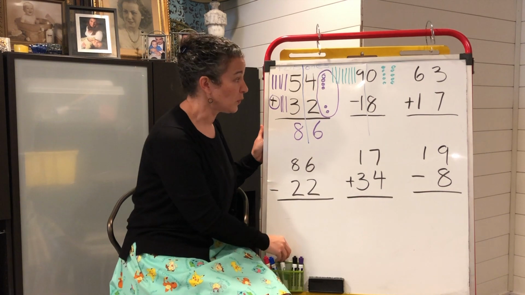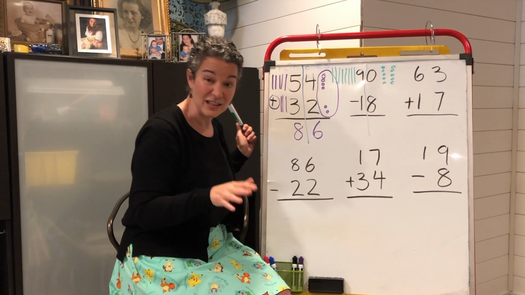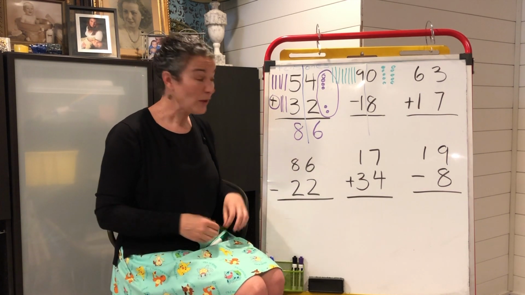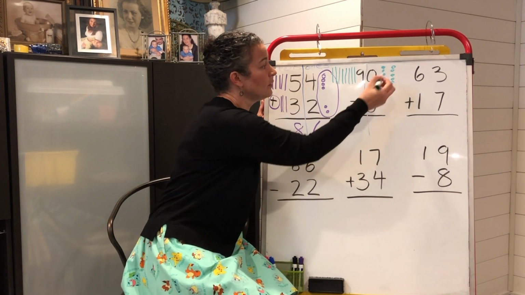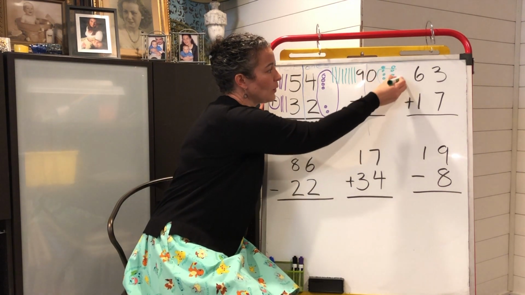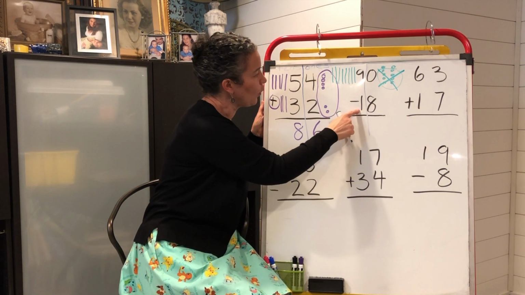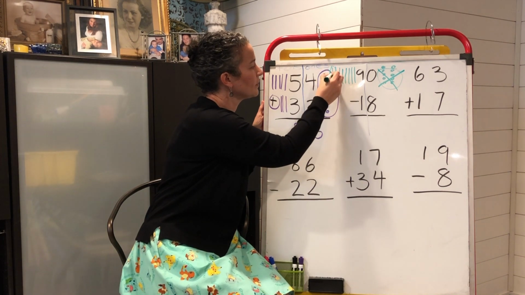Now remember, my friends, when we subtract, we're not going to draw anything for our 18 because we are pulling that 18 away from the 90. So we've got to cross things out. So we've got to cross out 8 1s. So right here, that looks like 8 1s. I'm going to cross them out. And then I've got to cross out 1 10 rod. So I'm going to circle this 10 rod, and I'm going to cross it out.